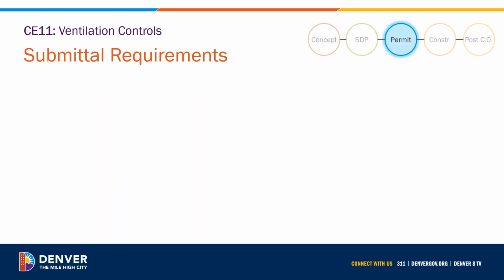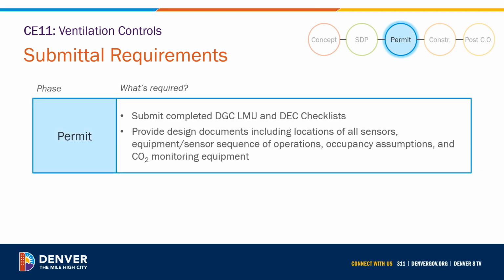For this provision, documentation is required with the submittal for permit. All commercial projects must submit completed Denver Green Code Limited Mandatory Use and Denver Energy Code checklists, which can be found on our website. On the submitted design documents, include locations of all sensors, equipment and sensor sequence of operations, occupancy assumptions, and specifications of the carbon dioxide monitoring equipment.